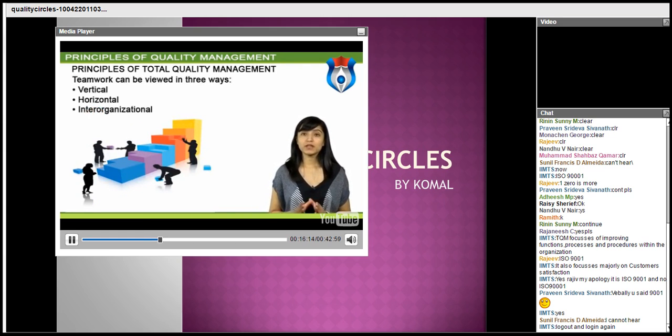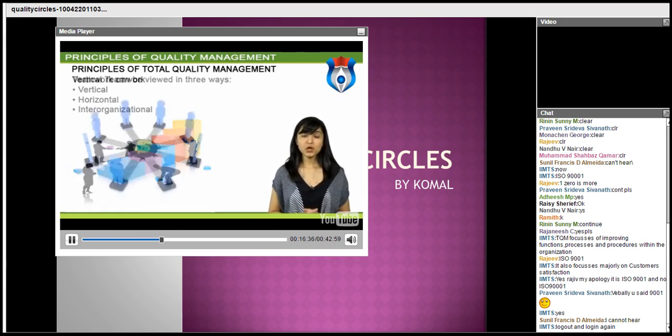Teamwork can be viewed in 3 ways. Vertical. Teamwork between top management and lower level employees. Horizontal. Teamwork within work groups and across functional lines, often called cross-functional teams. Inter-organizational partnerships with suppliers and customers.